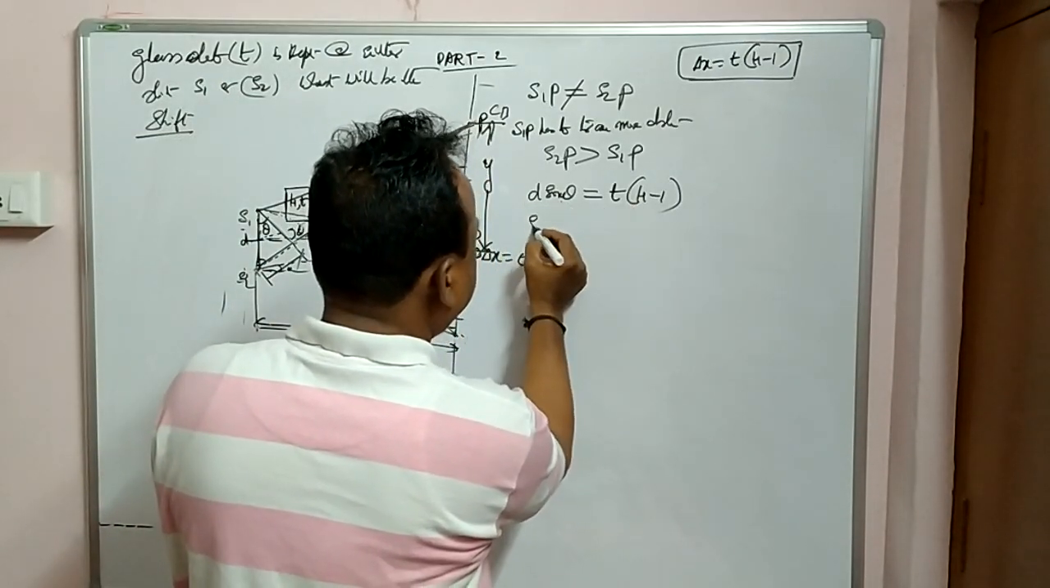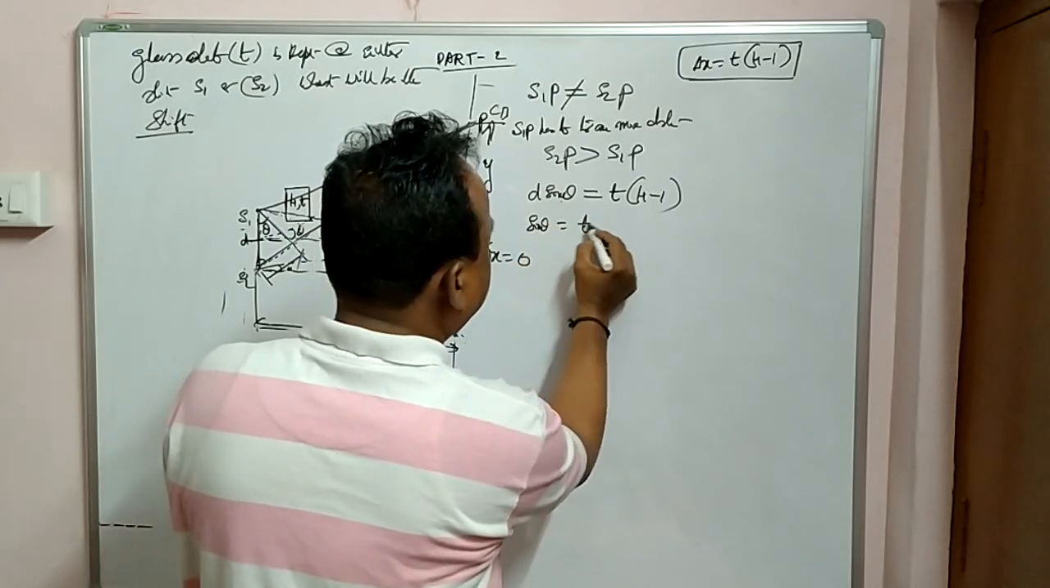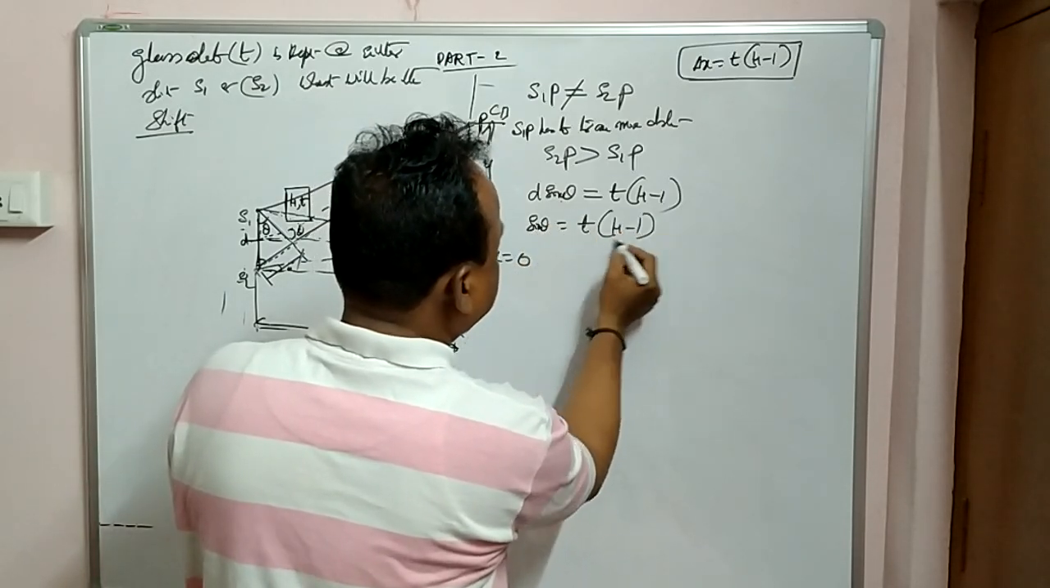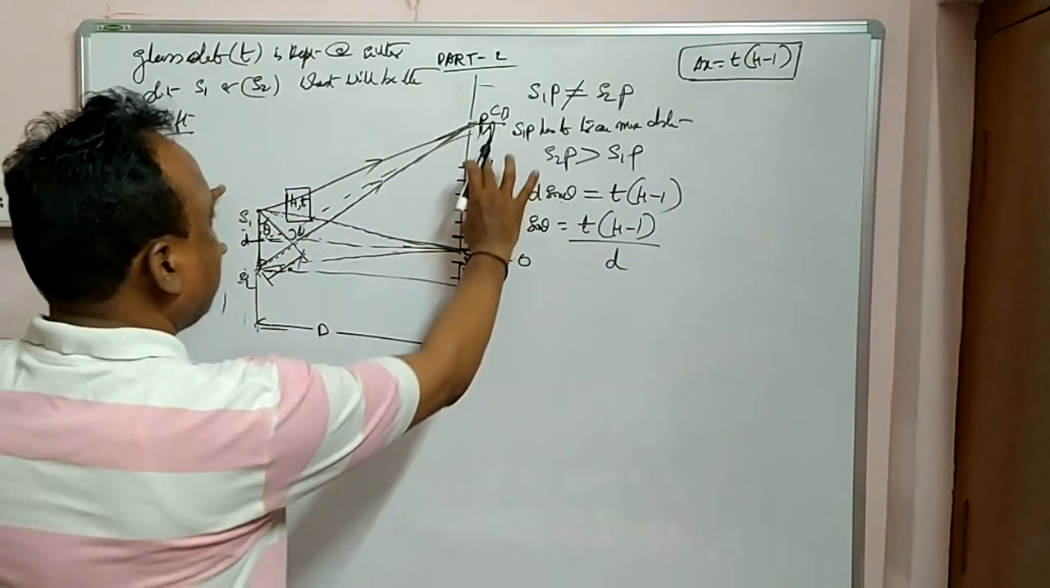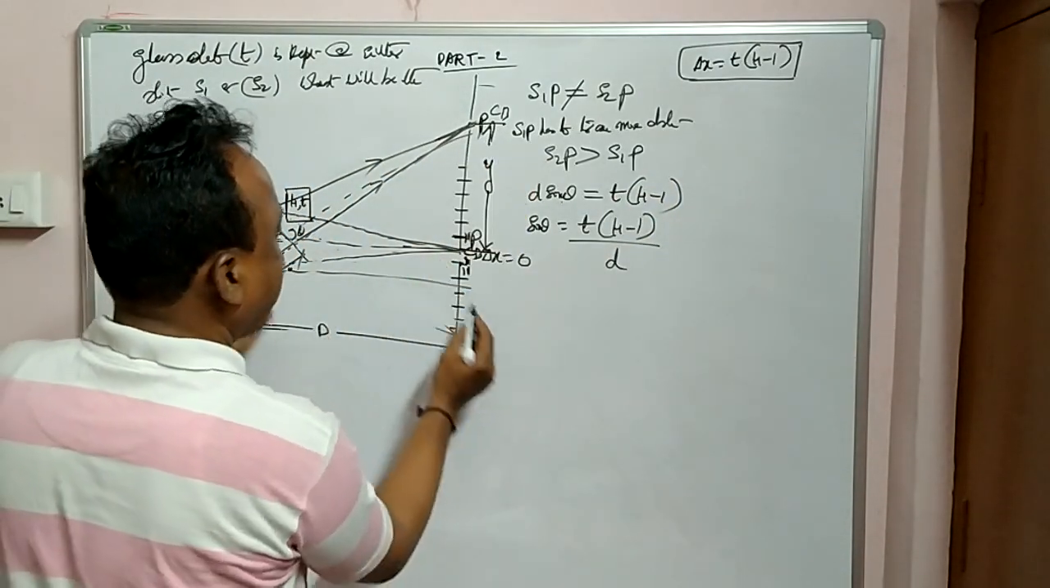Clear? And from this, what is sin theta? T into mu minus 1 by d. And as usual, we know this is y and this is d. And what is tan theta from here?